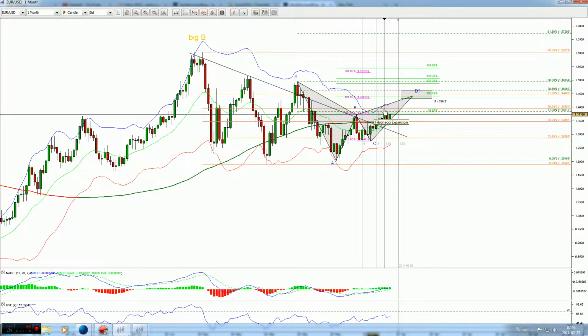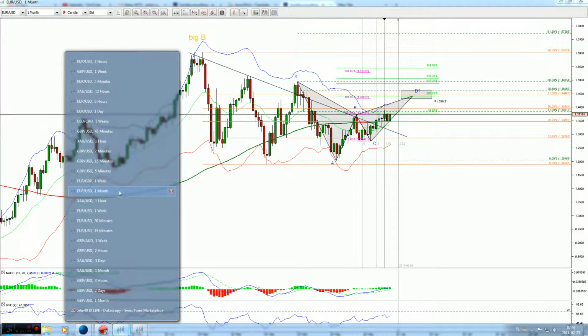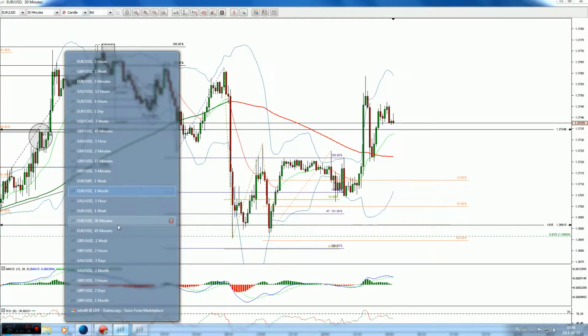We are still waiting for the market, most probably, to complete this right arm. So this is what is important. We are above the Bollinger middle band and above this moving average 100. So this is pretty much that. Okay, let's go to the weekly chart.